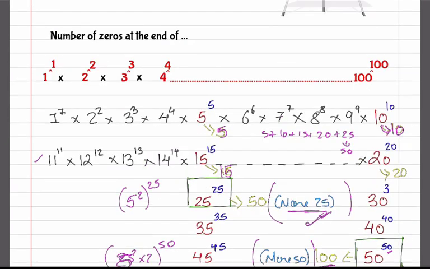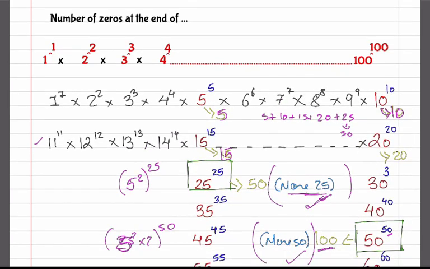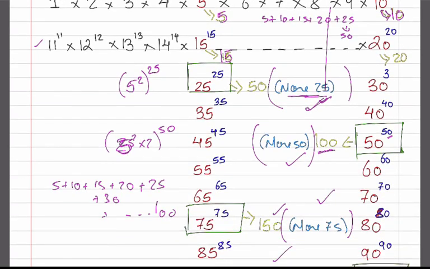So whenever asked the number of zeros, identify the maximum power of 5 and then 2. 5 into 2 will give me 10, which will give me my 0. So I hope this cleared most of your doubts related to factorials.